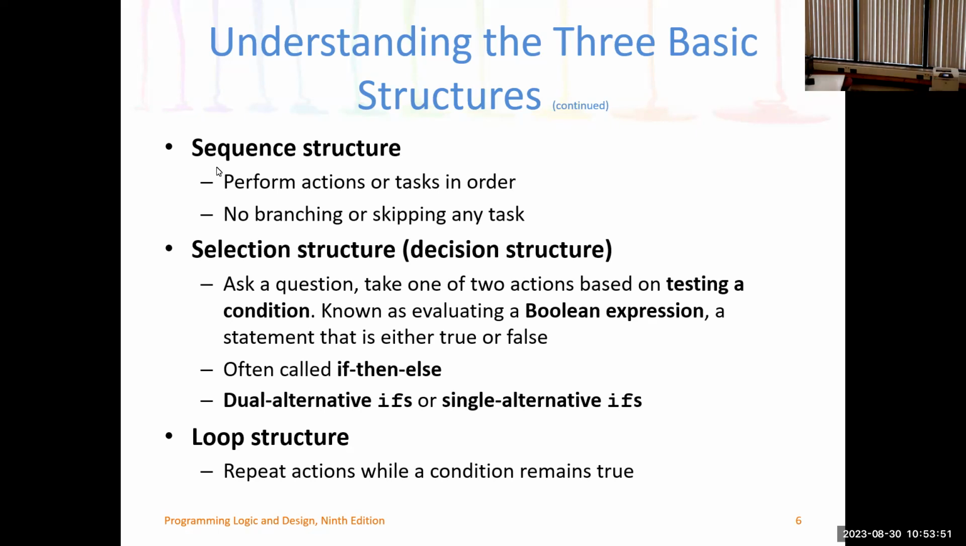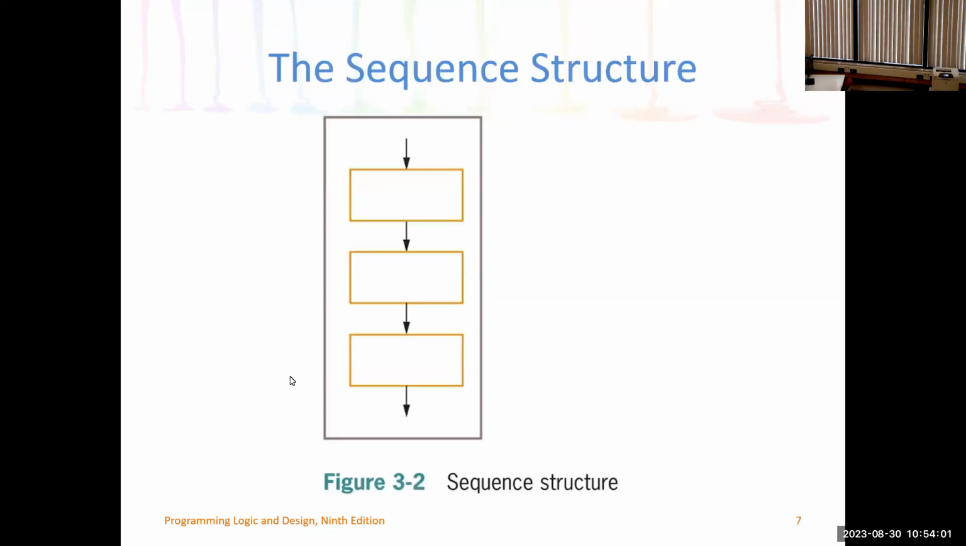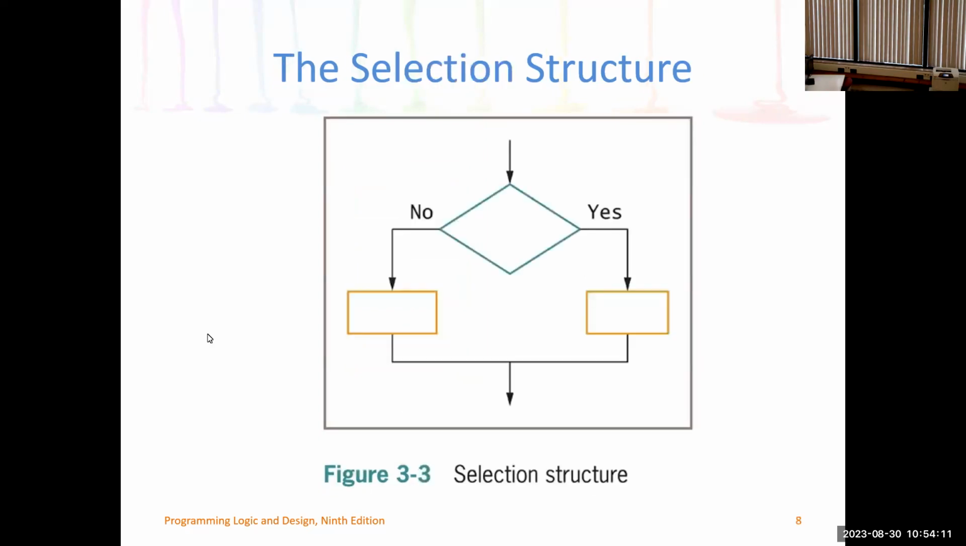And the third one, the loop structure. Again, with a loop, you have a condition to check. If the condition is true, you keep going back and doing it until the condition is not correct. So that is the loop. The sequence structure is where everything works in order from the first statement to the last statement.